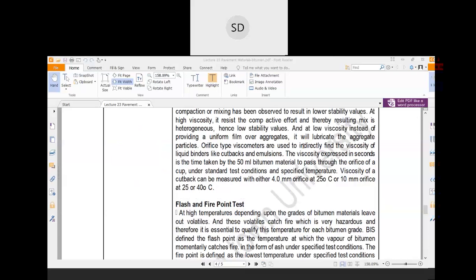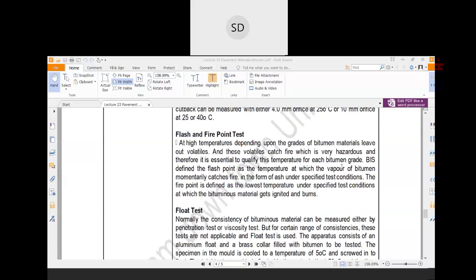Now, another type of test is there, that is called flash and fire point test. Now, these flash and fire point tests are very much important. Why important? Basically, these two tests are very much important to avoid any hazardous conditions. Now, another thing, flash point and fire point are basically two temperatures.